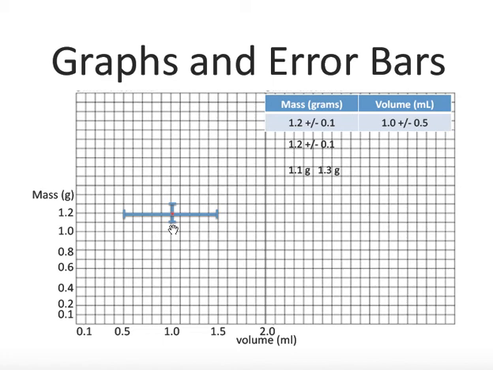So what does this line mean? It means that the best you can say in this experiment, given the balance that you were using, is that the mass is somewhere between 1.1 grams and 1.3 grams. The best you can say, based on the graduated cylinder you were using, is that the volume was somewhere between half and 1.5 mils. That's what these bars mean. They're trying to give you a visual representation of the uncertainty or the error or the absolute error in this experiment.